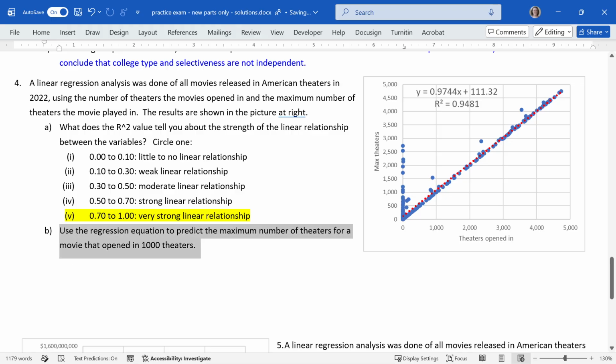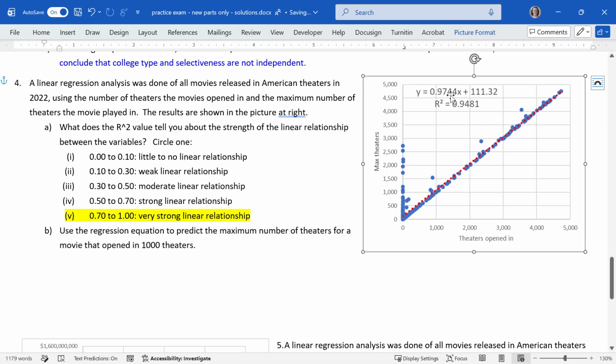Okay. Use the regression equation to predict the maximum number of theaters for a movie that opened in 1,000 theaters. So basically the prediction is that it probably won't go to much more than 1,000, right? That's what I'm seeing from the data here. Maybe once in a while, but most likely it'll just stay right near 1,000. But I'm going to use this formula here, 0.9744x plus 111.32. That is what I'm going to use for my prediction.